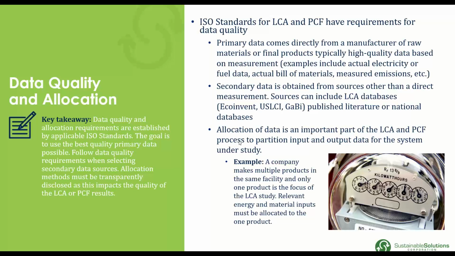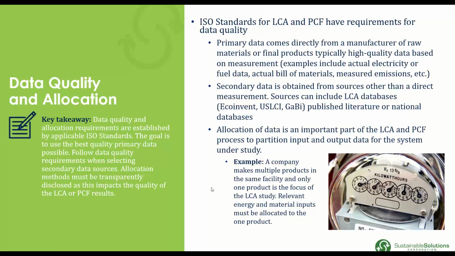Allocation is a really important step here, and this is how it gets really complicated. Let's say you're a manufacturer that makes 50 different products in your plant, but you're only looking at one of those products that you're going to do a product carbon footprint on or an LCA. You've got to figure out how to allocate that 20 million kilowatt hours that you use in a year to that one particular product, or the natural gas you used, or the water, or even the raw materials. How do you account for that one product?